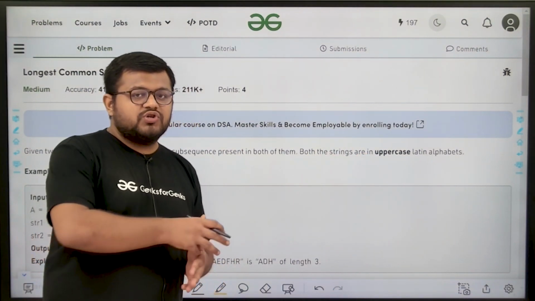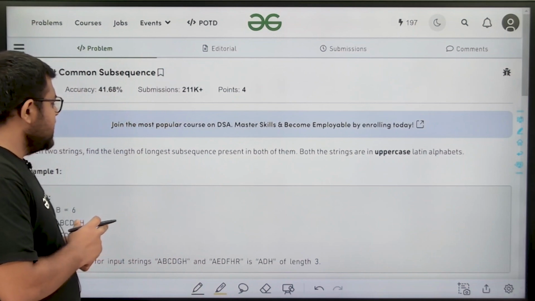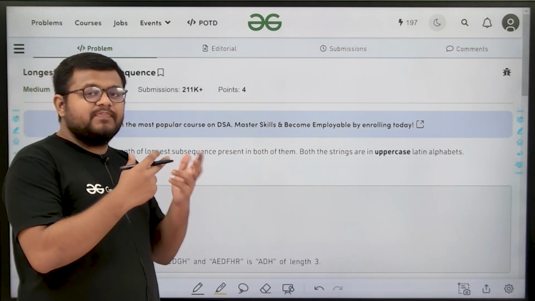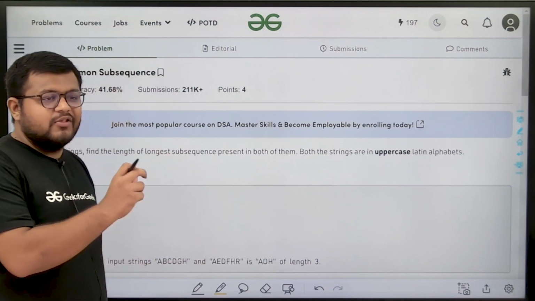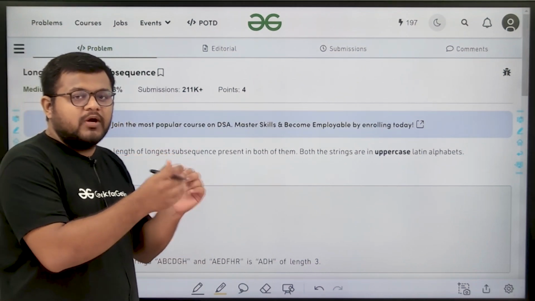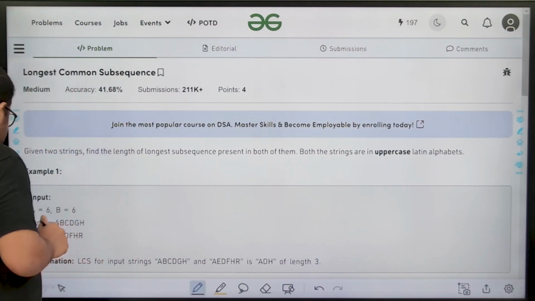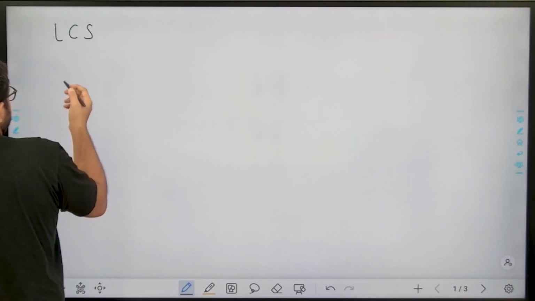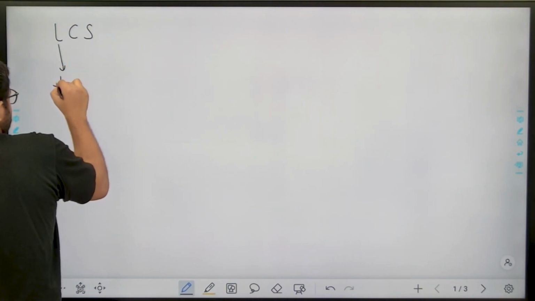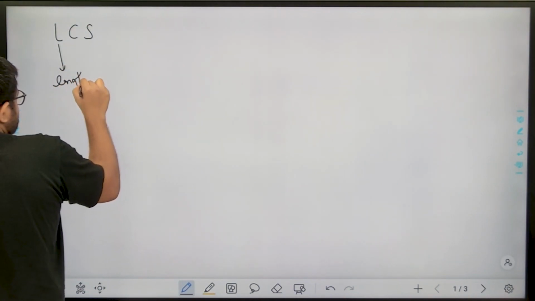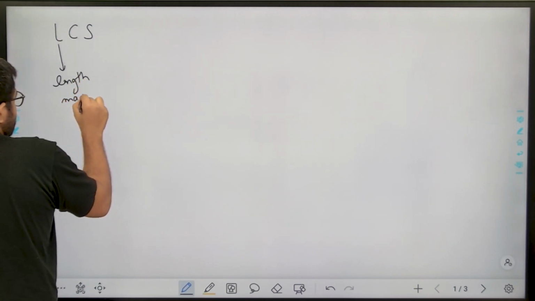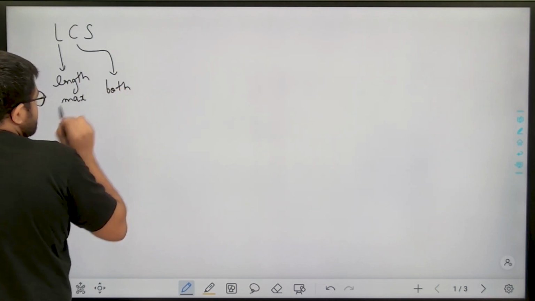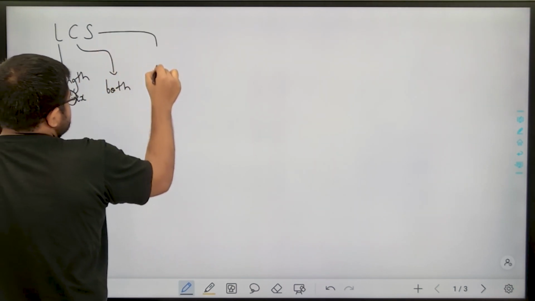So we are given two strings, both of them are in uppercase only, and we need to find the length of the longest subsequence which is present in both of them, which means the length of the longest subsequence common to both of them. Now, if we understand this term longest common subsequence a little better, what does longest mean? It means that the length of this subsequence should be as max as possible. What does common mean? It means that this subsequence should be present in both the strings. And what does subsequence mean?